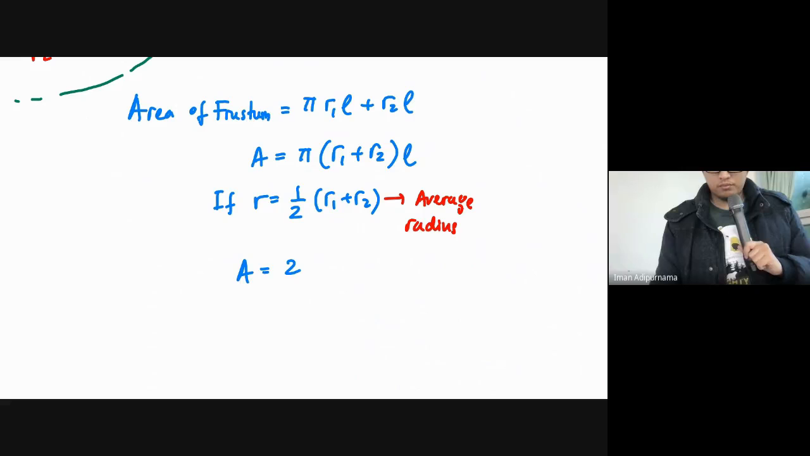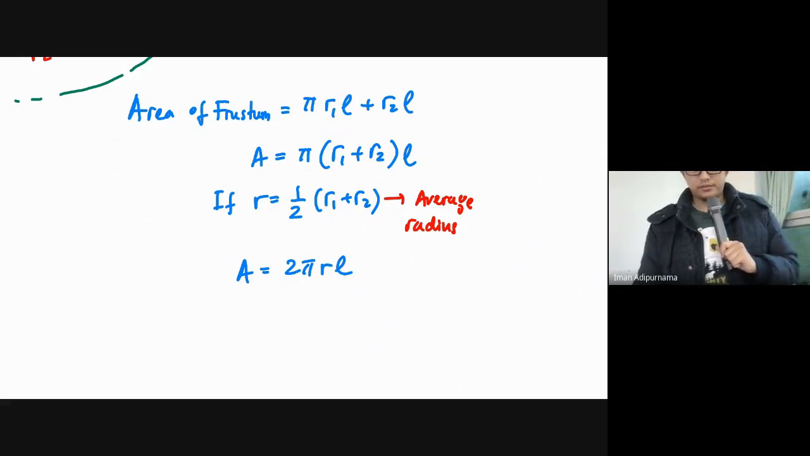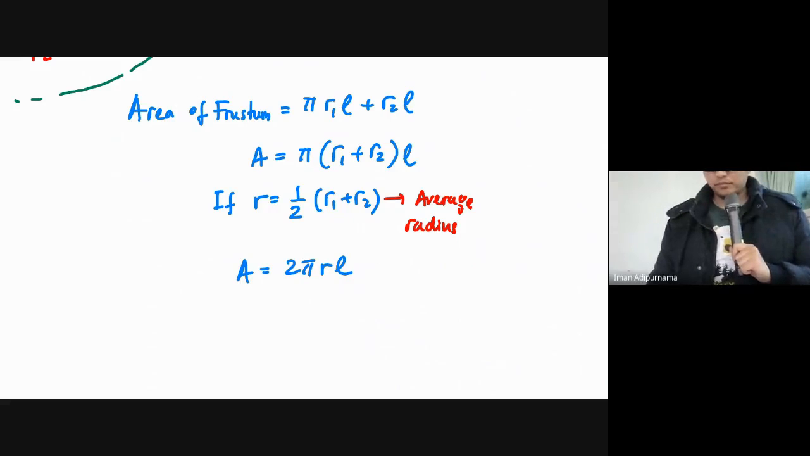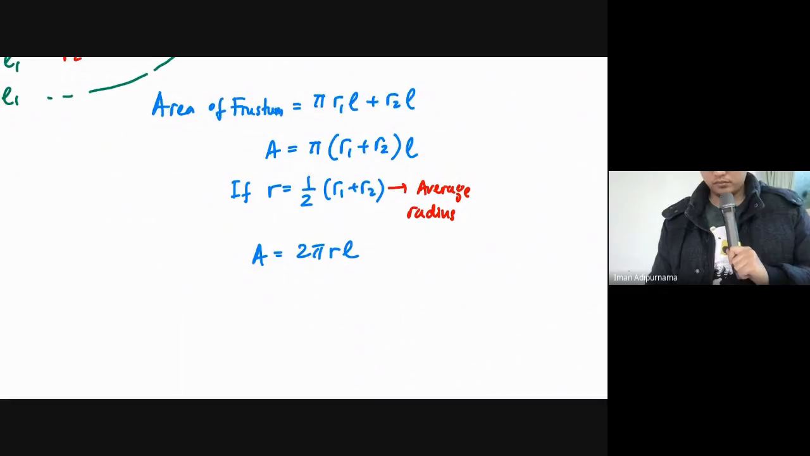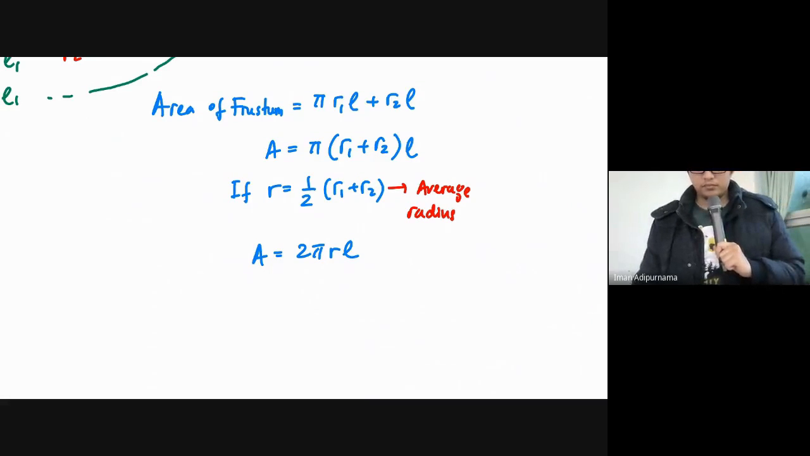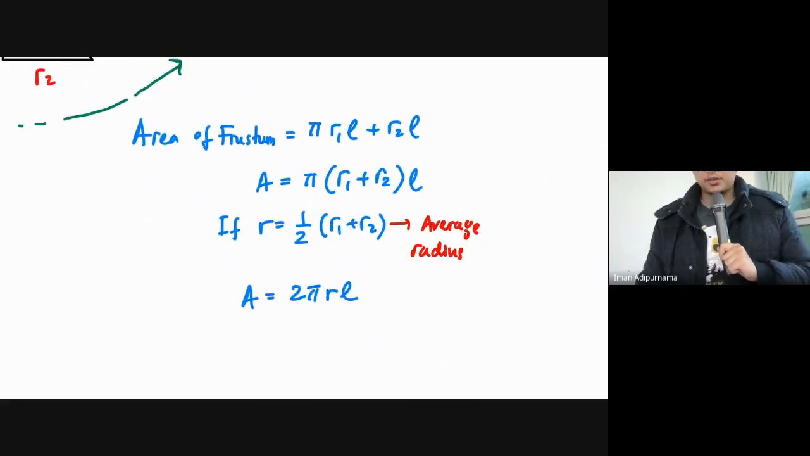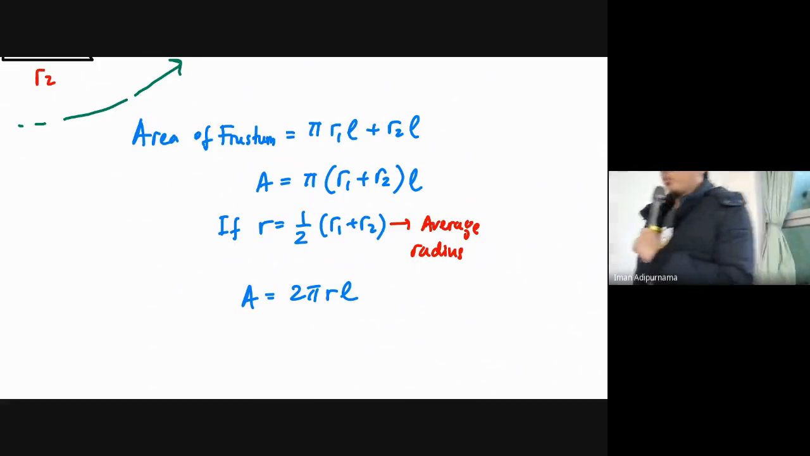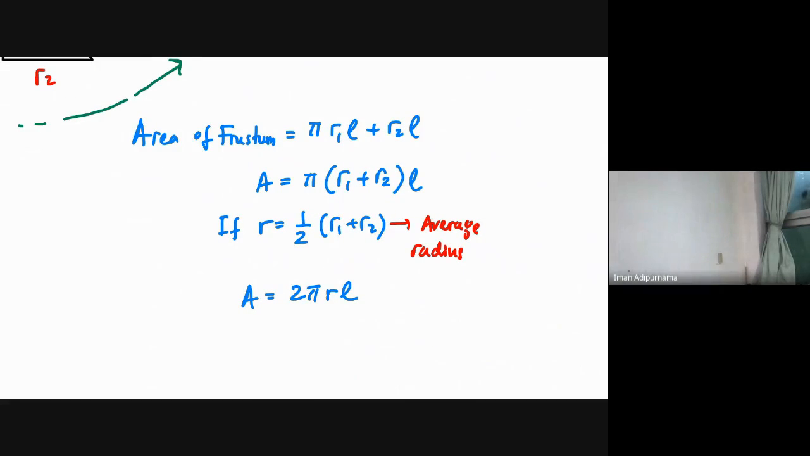Then A is 2 pi RL. Okay, why is this important? Because of what we will get from this kind of curve when we rotate it. If we cut the curve, the surface segments will look like a frustum.